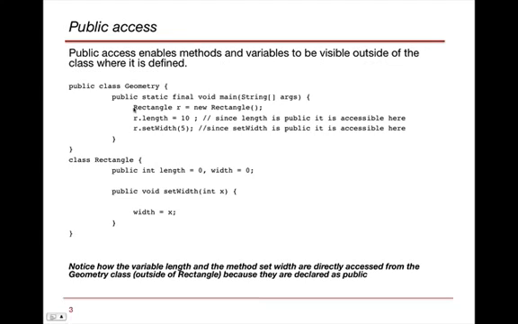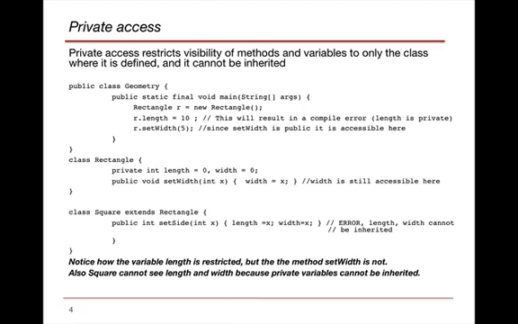So let's take an example of this. We have our geometry class. We have our object r, which is created as a new rectangle. We see that we have a variable length and a method setWidth. If we look at the rectangle class, we notice that the two variables length and width are declared as public. So length can be seen outside of the rectangle class and used. In the case of the setWidth function, that is also defined as public, and it can be seen outside of the class. Again, since width is within the class, we should have no problem seeing it inside of any method within the rectangle class.